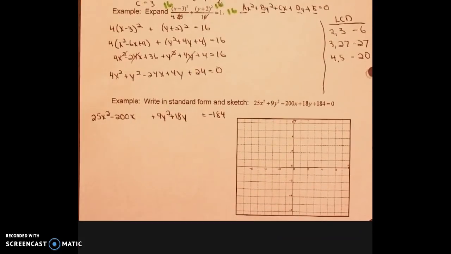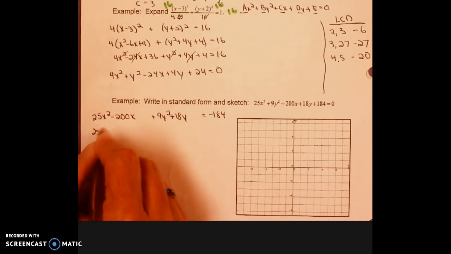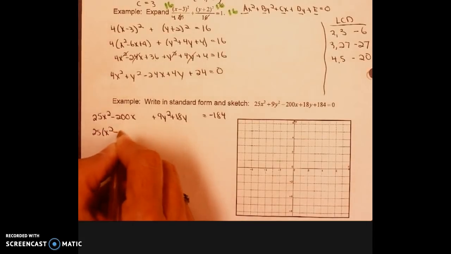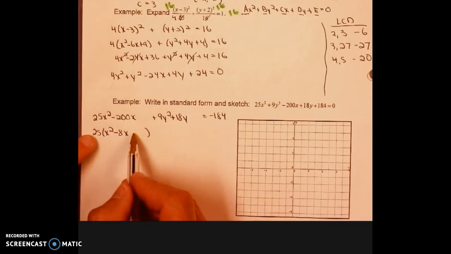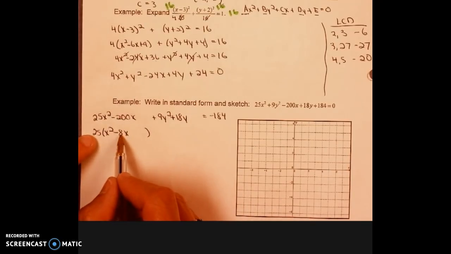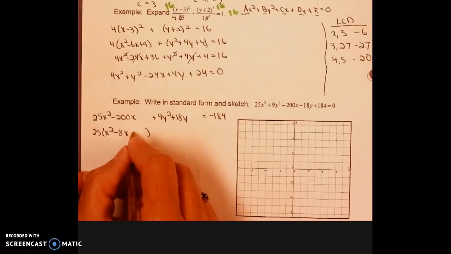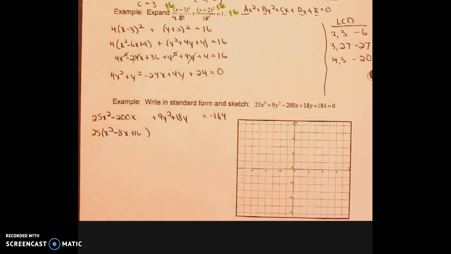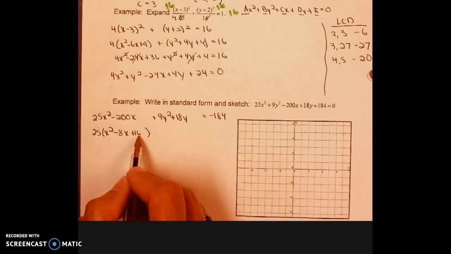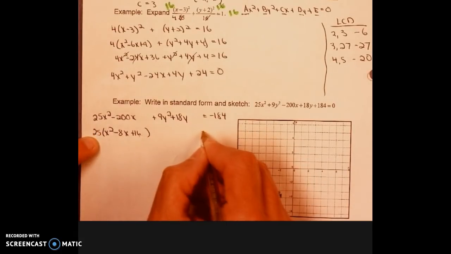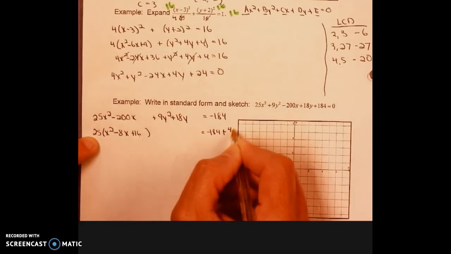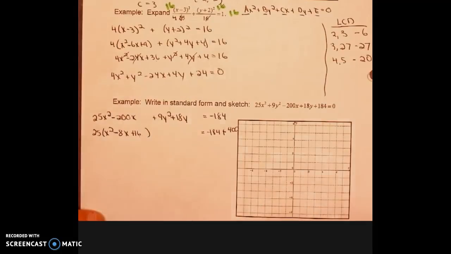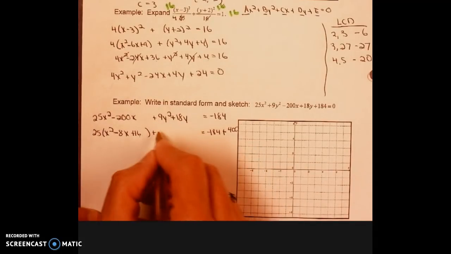Okay, first thing I need to do is factor out that 25. I'm left with x squared minus 8x. Here's where we go complete the square. I want to make this into a perfect square. So half of 8 is 4, squared is 16. Again, half of 8 squared is 16. Now, what I really did, I added 25 times 16, which means I really added 400 to both sides because I've got to keep that check going with my equation.